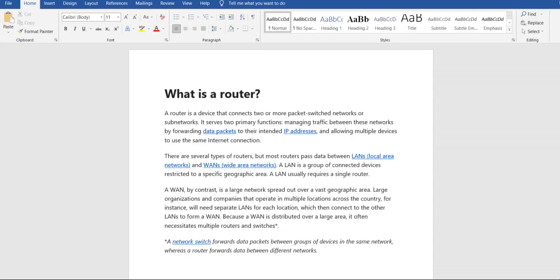Today our topic is what is a router. A router is a device that connects two or more packet switched networks or subnetworks. It serves two primary functions: managing traffic between these networks by forwarding data packets to their intended IP addresses, and allowing multiple devices to use the same internet connection.